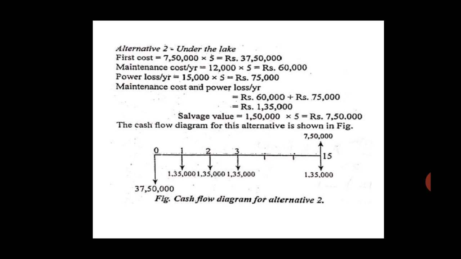So you can see the cash flow diagram for alternative 2. The initial cost of 37,50,000 rupees we have spent. Then every year we are spending 1,35,000. This diagram is correct. You can see till the 15th year we are spending 1,35,000, and in the 15th year when we scrap that, sell that as a salvage, you will get 7,50,000 rupees.